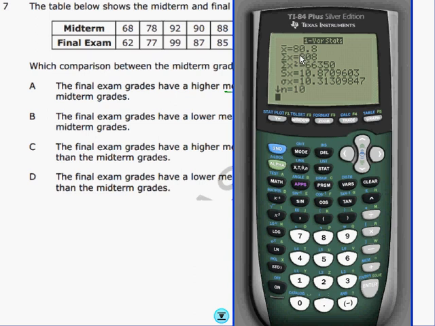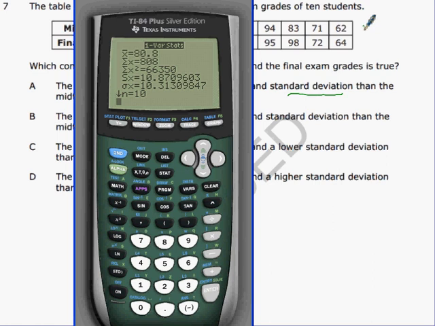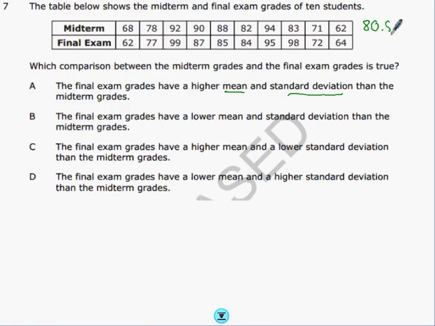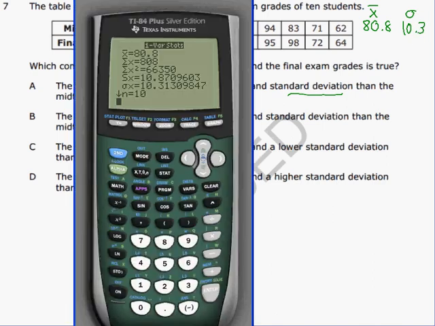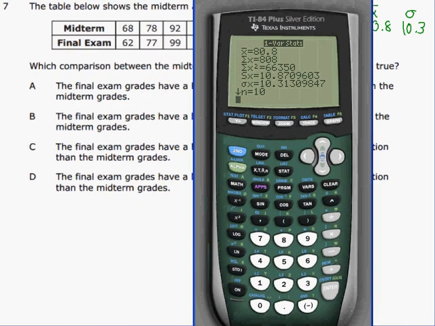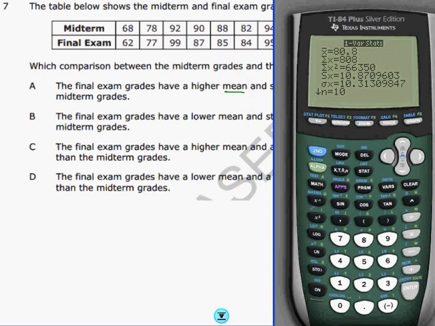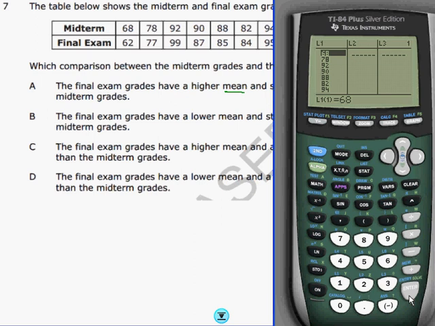Okay, the mean is 80.8, and the standard deviation is 10.3. Okay, and now I'm going to plug in the other information. And you can either plug it in list 2, or you can just cover up list 1.